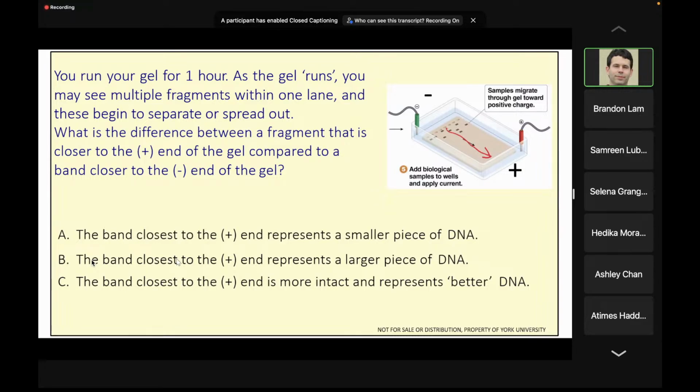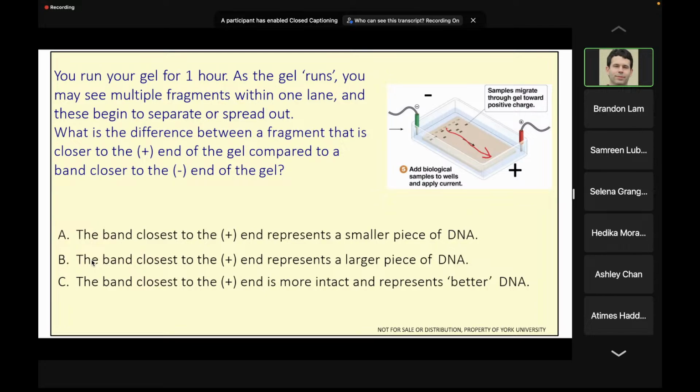So you run a gel for an hour. As the gel runs, you may see multiple fragments within one lane, and these begin to spread out. What is the difference between a fragment that is closer to the positive end of the gel compared to the band that's closer to the negative end? Which one's going to have the larger size? Those of you working in a lab, you probably get this right.